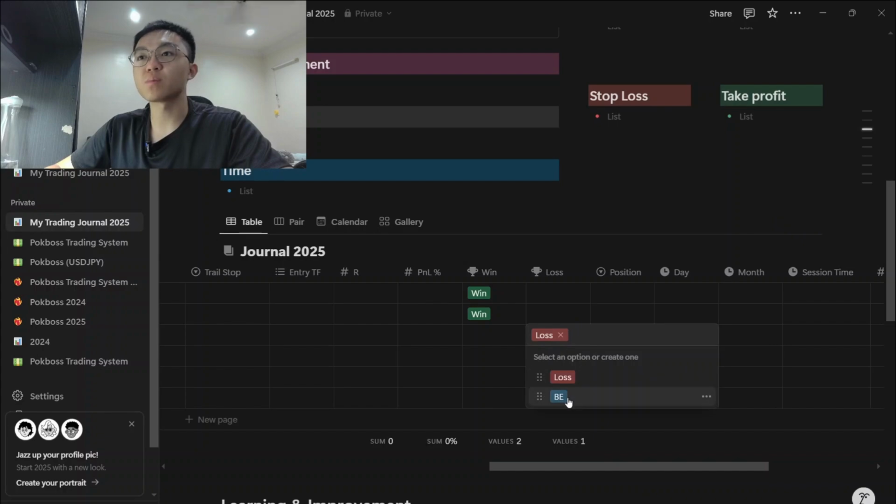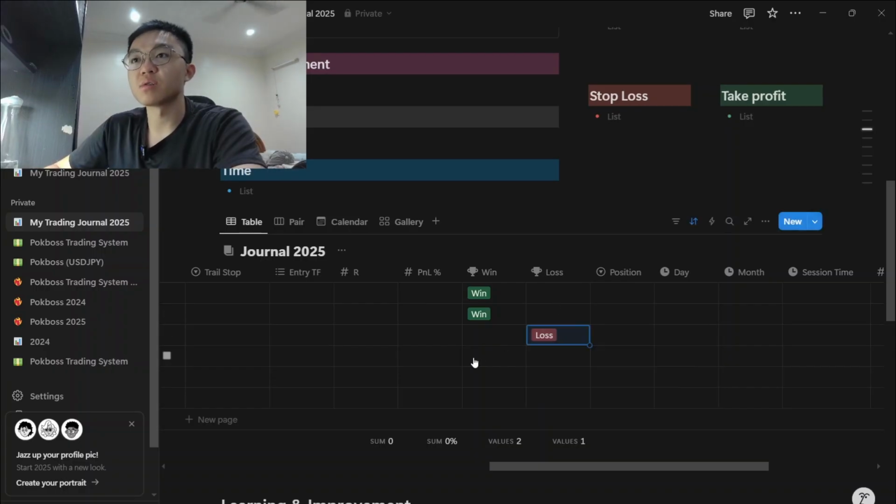Okay, the reason why I put BE over here is because I consider BE as a loss also. But then it's okay if you all want to change the trading journal template. I'm okay with that. Now let's say your fourth trade is also a loss. So you can look down over here. We have a total of 2 winners and 2 losers over here.